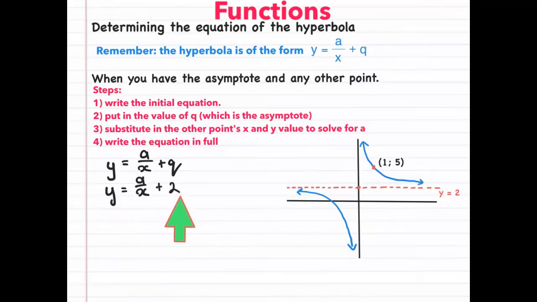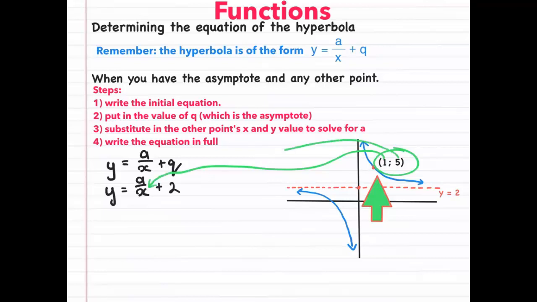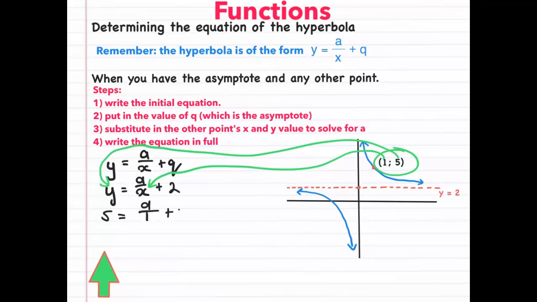Okay, so far so good. Then we take the other point, and I'll circle that for you, and then we take the x, we put it in x's place, we take the y, we put it in y's place, and we solve for a. So here it's quite easy. So 5 equals a over what is x? It's a 1, plus 2, and that means the 2 goes to that side. It becomes a minus 2 when we move the constant terms first. You remember that from our equations, right?